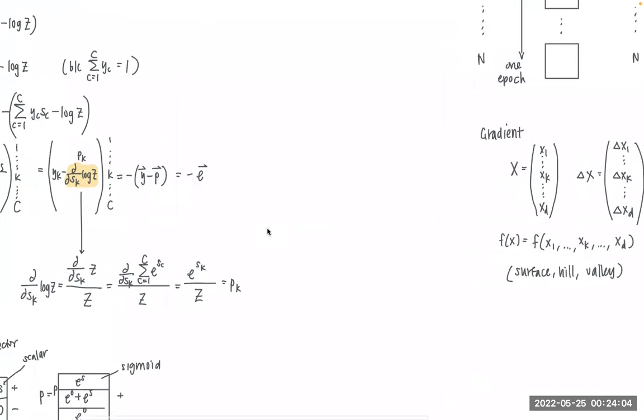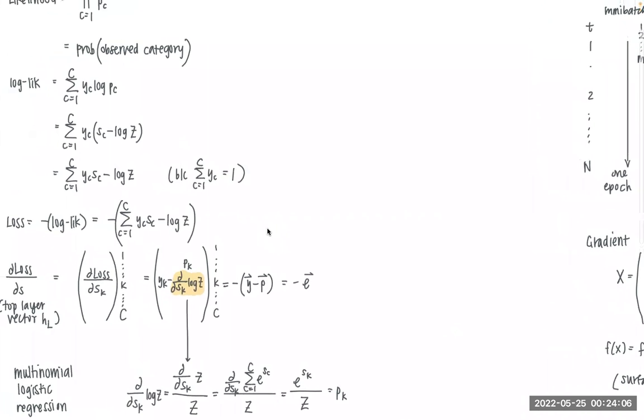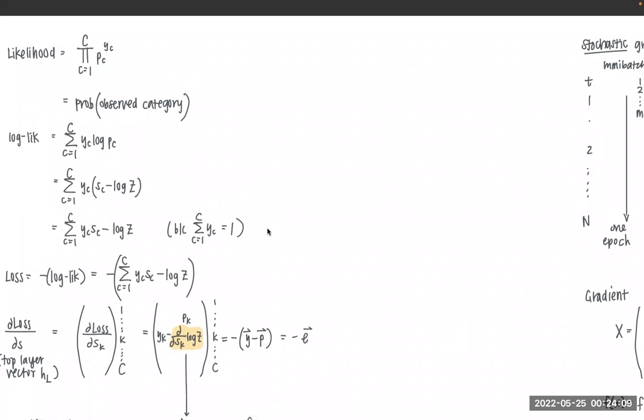So suppose we have one training example, a single training example, where the input is X and the output is Y. Okay, so this is for a single training example. And then we get the so-called likelihood. The likelihood is the probability for the observed category. Although we can write this in terms of English, so suppose the category is C or K, for example, K, and then we should return P sub K, right?